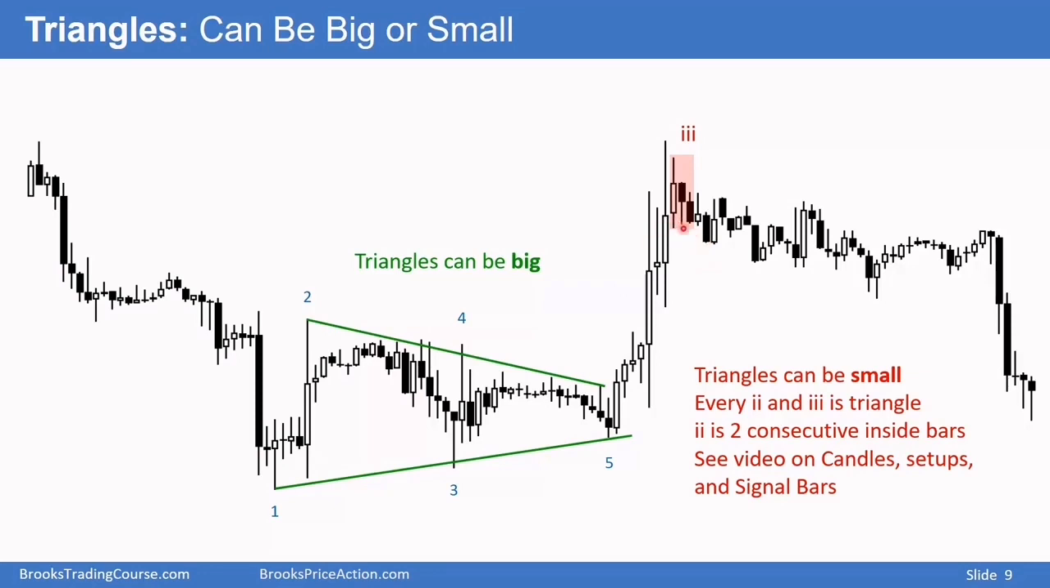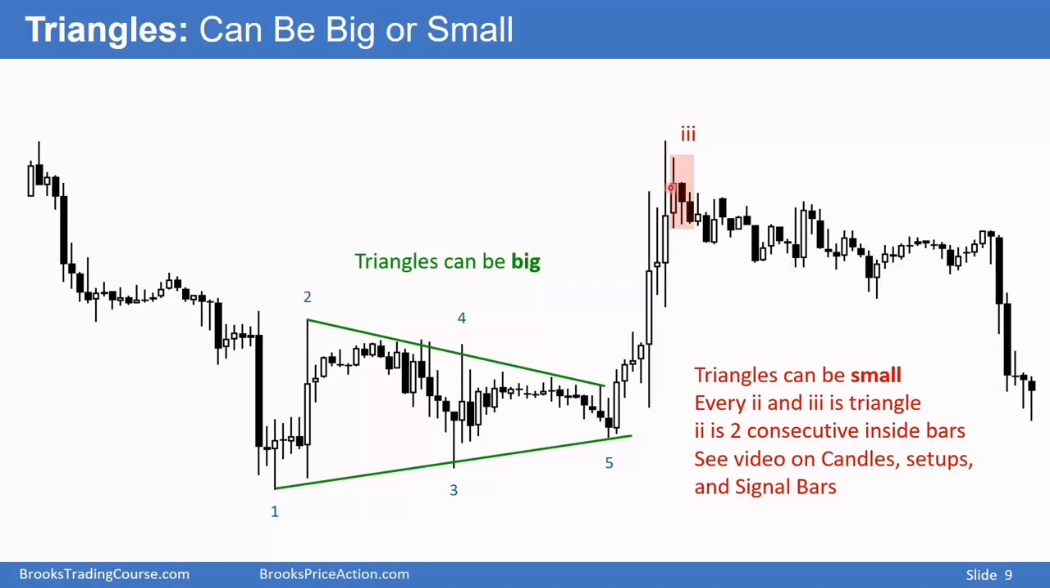Anytime I see consecutive inside bars, 2 or more inside bars, I know it's a triangle on a smaller time frame chart. Therefore, it's a triangle on this chart as well. You can see this bear bar is inside of that bar. The low is at or above the low of the prior bar. The high is at or below the high of the prior bar. And this bear bar is inside that bar.